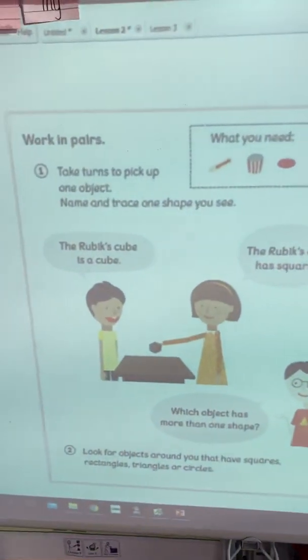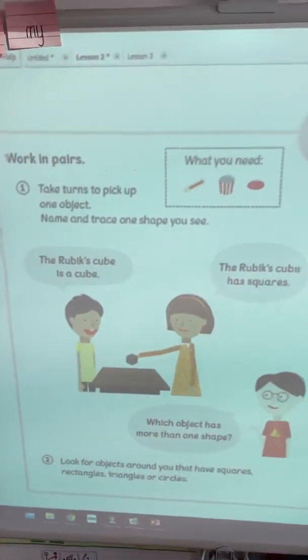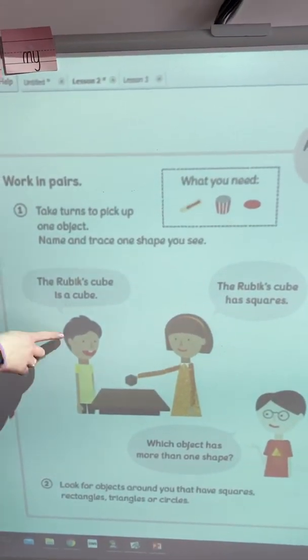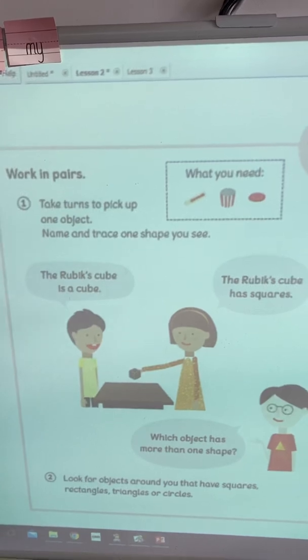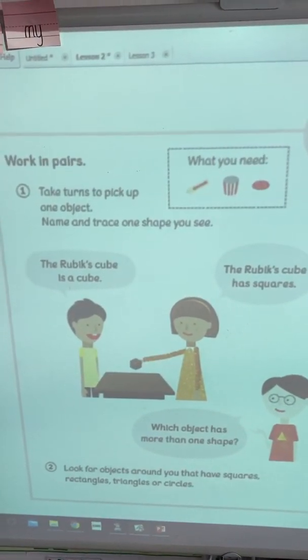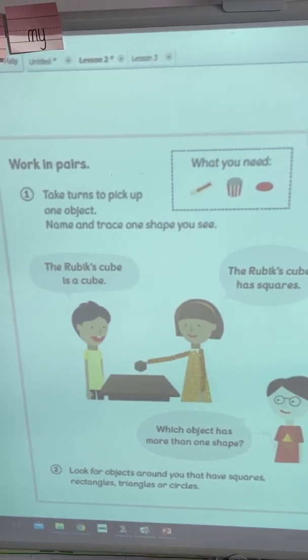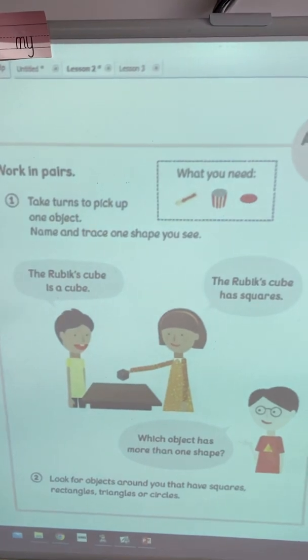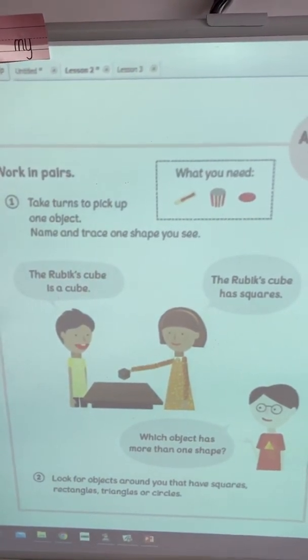Right, your activity for today then, you need to go around and have a look at what you've got at home, see if you can find some shapes. So for example, in this one, this girl and boy have picked up a Rubik's Cube. So from yesterday they found a cube and they can see that each side of the cube is a square. So have a look around your house, what can you find? Can you spot any 3D or 2D shapes?